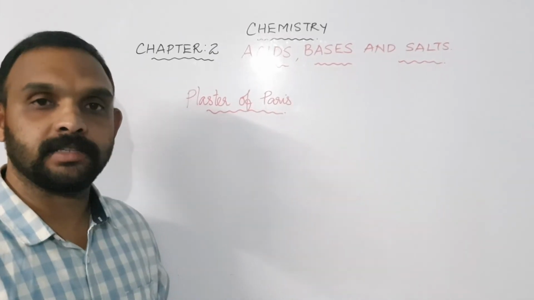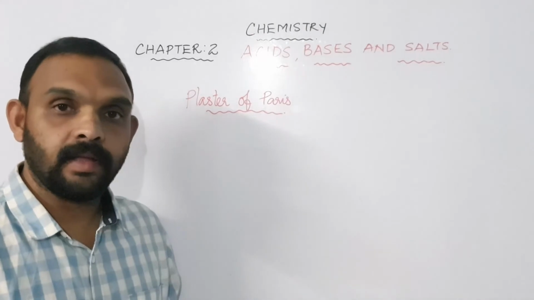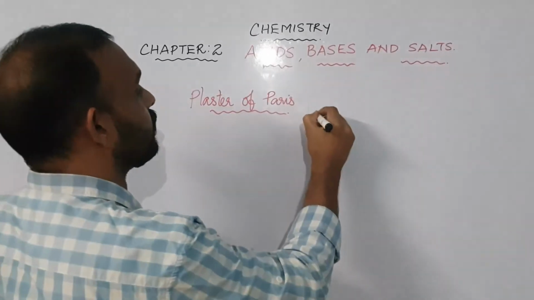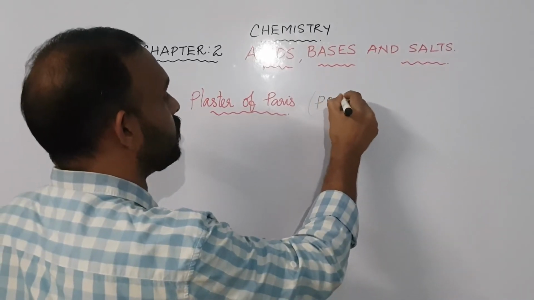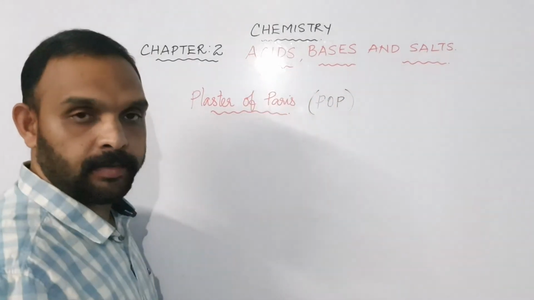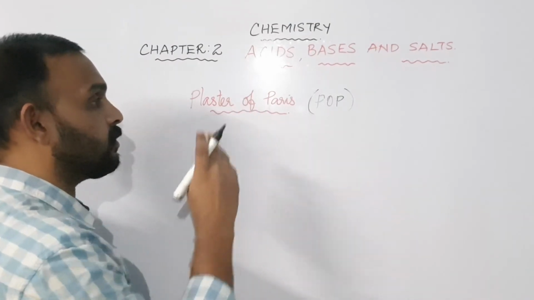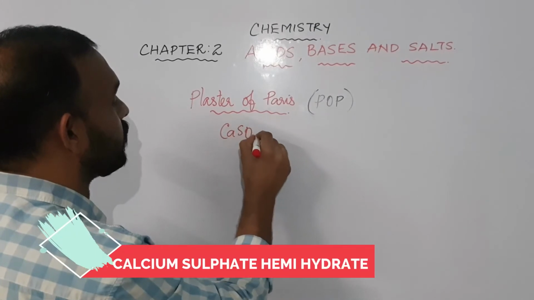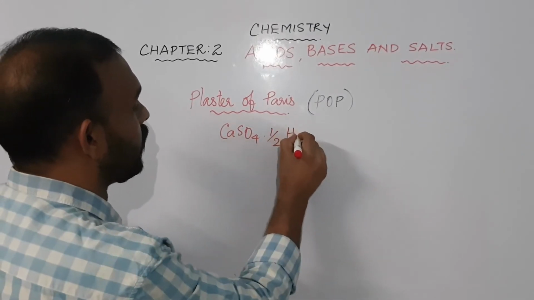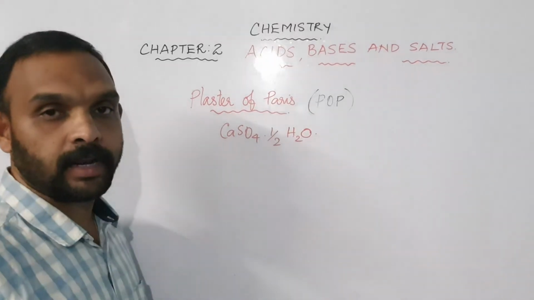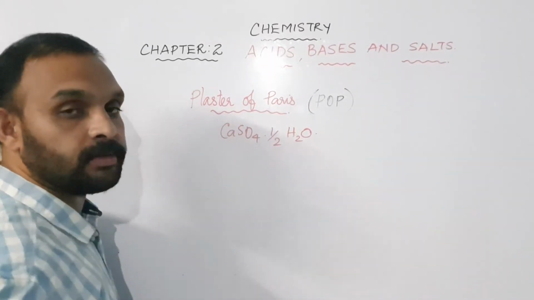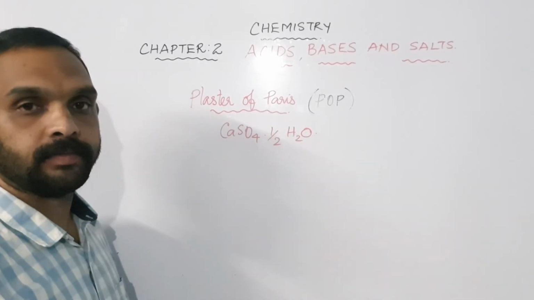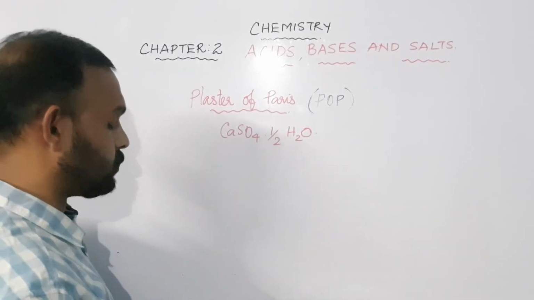Our next compound is plaster of Paris. This plaster of Paris is known in short as what? POP. It is also known as POP. Clear? Now its chemical formula is calcium sulfate hemihydrate. It has a half molecule of water of crystallization attached with the calcium sulfate. So it is known as what? Calcium sulfate hemihydrate. Clear? Now let's see its preparation.